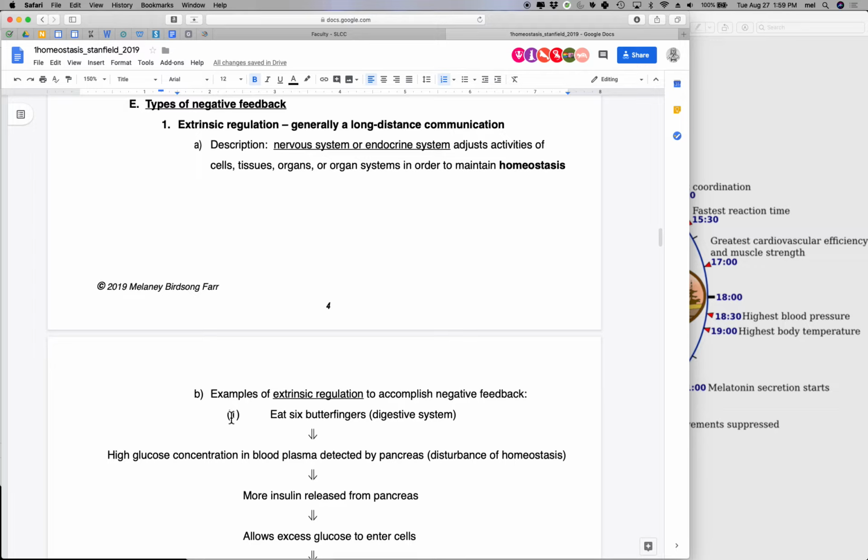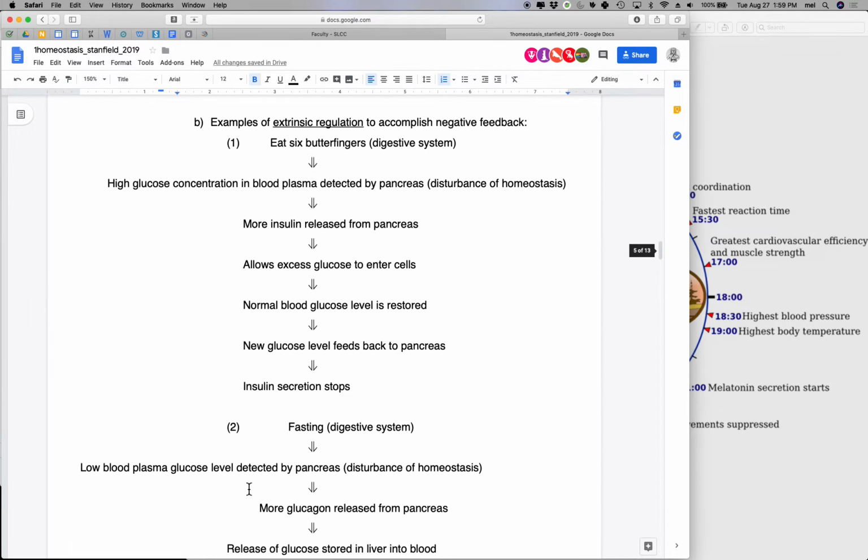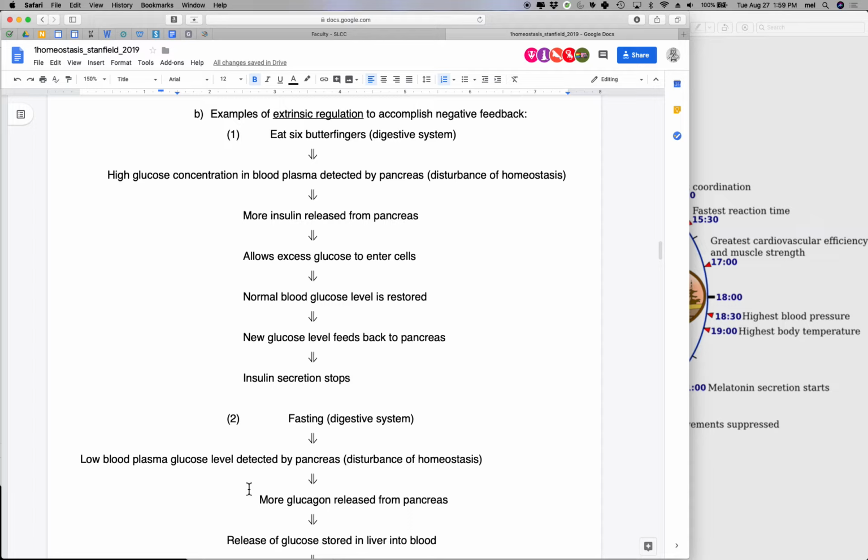So, usually your two biggest helpers are the nervous and endocrine systems. What they are doing is adjusting the activities of another body system, and generally the goal is to maintain homeostasis. So let's disturb homeostasis with a specific variable. Instead of disturbing body temperature this time, I'm going to disturb your glucose concentration.